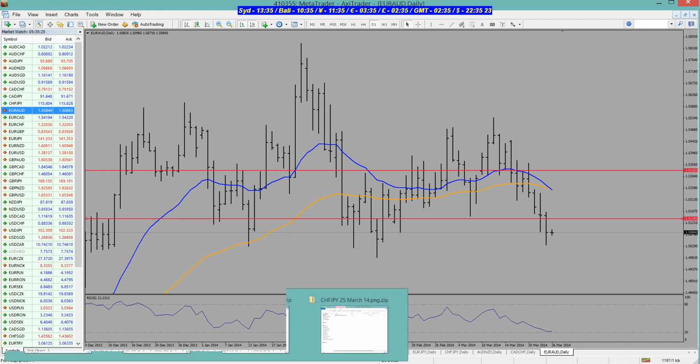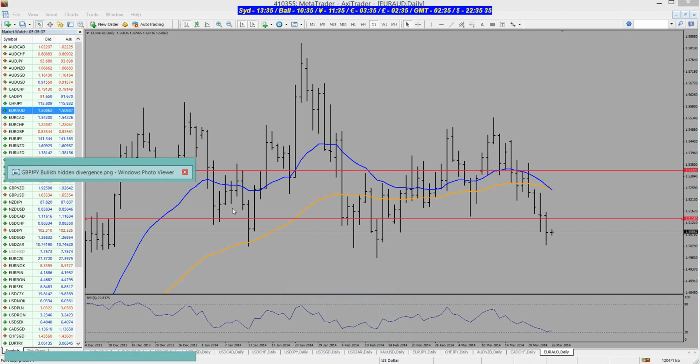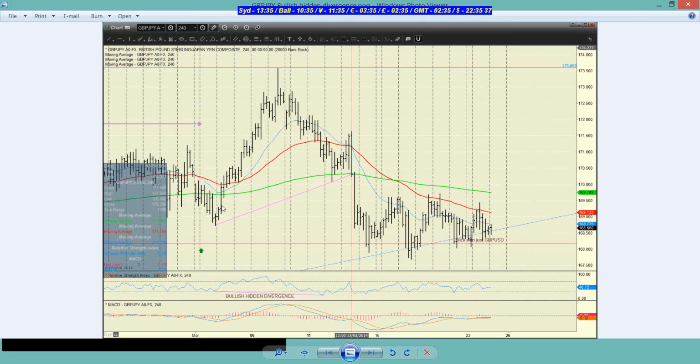Okay, hidden divergence. Wow, hidden divergence. Bullish pound yen, hidden divergence. I've written in my notes an example of bullish hidden divergence could be found on the pound yen on the 13th on the 4-hour chart. Alright, yep.